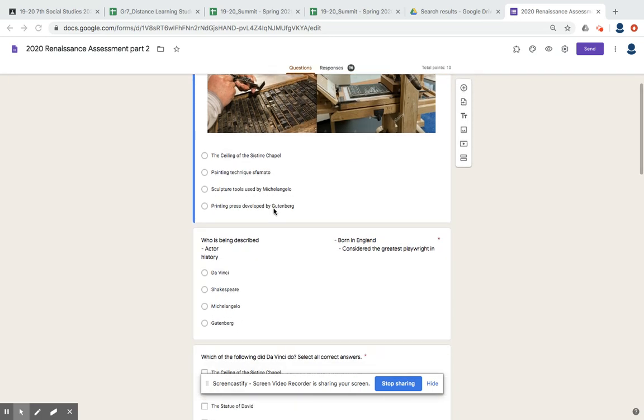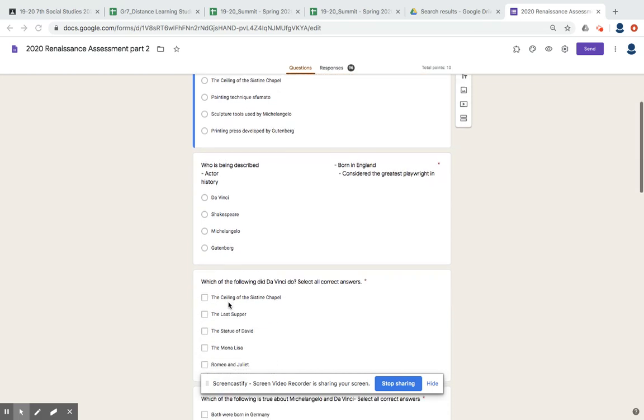Who is being described here? Just from looking at the first one, born in England, the only person born in England was Shakespeare. Da Vinci is Italian. Michelangelo is Italian. This guy is German. So just from one of the clues, you'll be able to know that it's Shakespeare. Considered one of the greatest playwrights, writer, Shakespeare. He was also an actor, and he is considered the greatest playwright in history.